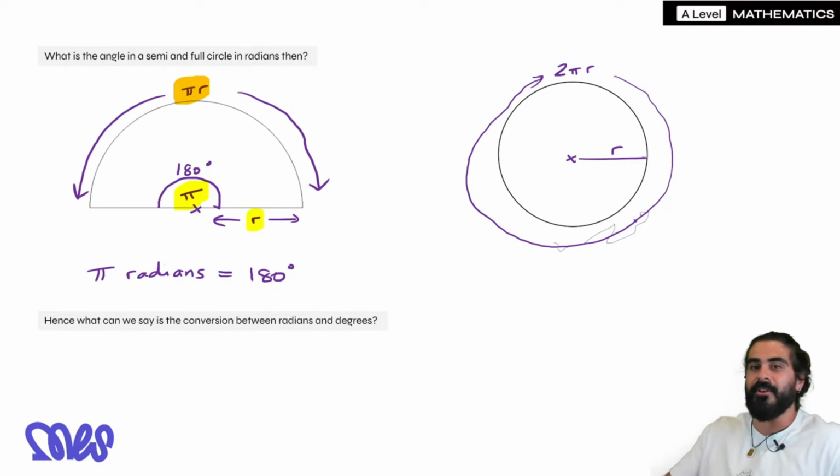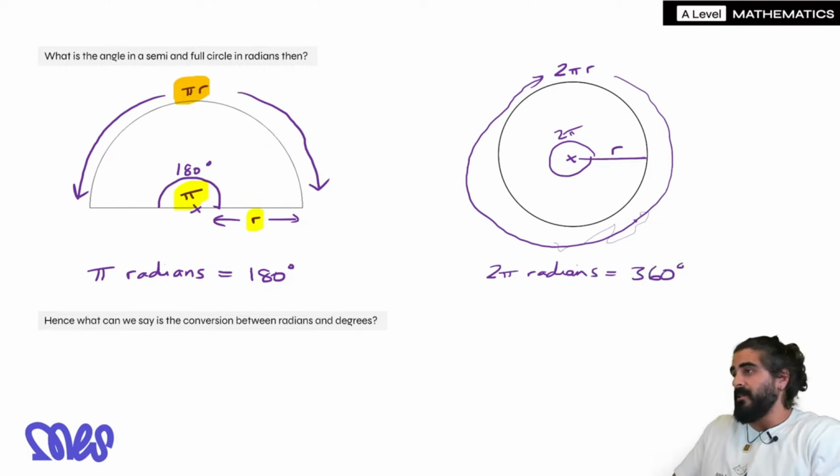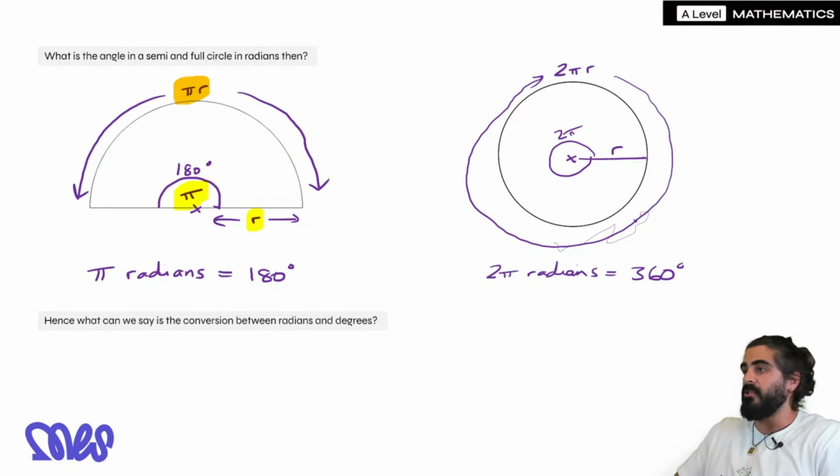Again, you're asking yourself, what do you need to times the radius by to give the circumference? The answer is 2 pi. So the angle at the center in radians is 2 pi. So that must mean then that 2 pi radians is 360 degrees. It's actually quite simple. It's just something that you lot have to get used to.